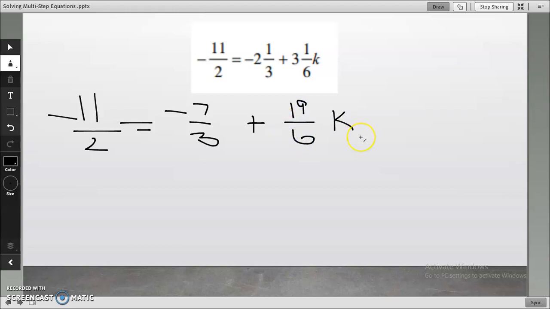The next thing that I like to show my students to do is to get rid of the fractions. I know I just said there's nothing wrong with fractions. I know I just said it. But we can get rid of them. We don't have to deal with them if we don't want to.